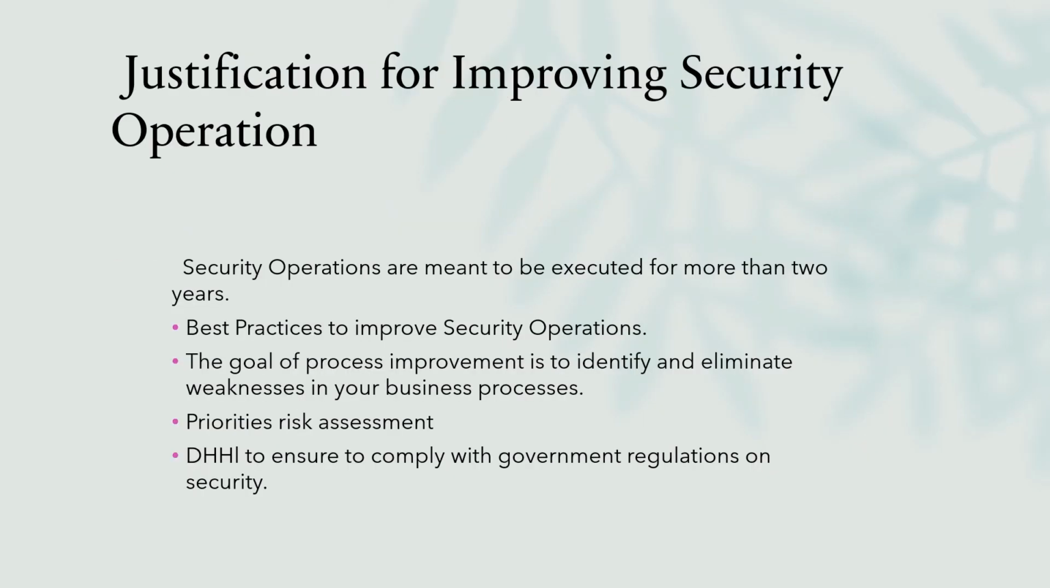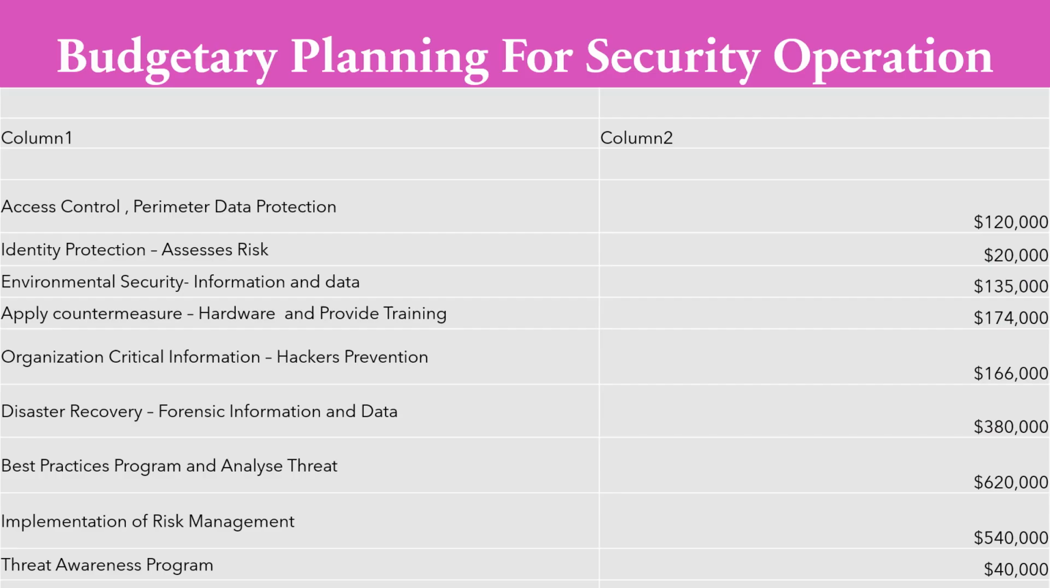On this slide, we'll be looking at the justification for improving security operations. Security operations are meant to be executed for more than 2 years. We look at the best practice to improve security operations. We look at the goal of process improvement to identify and eliminate weaknesses in your business processes. We look at prioritizing risk assessment. We look at DHHI ensuring it complies with government regulations and security.